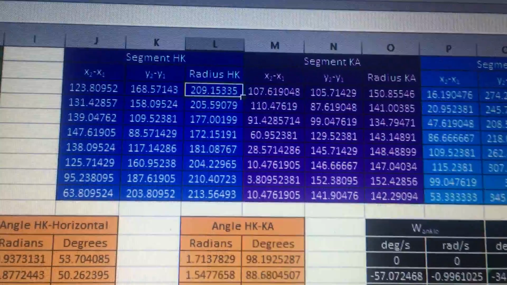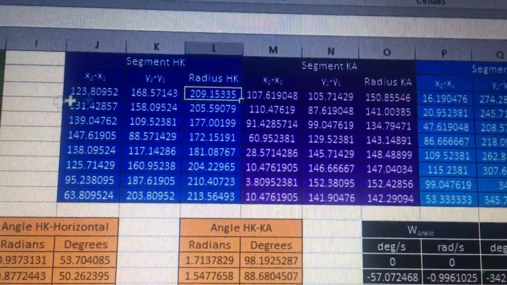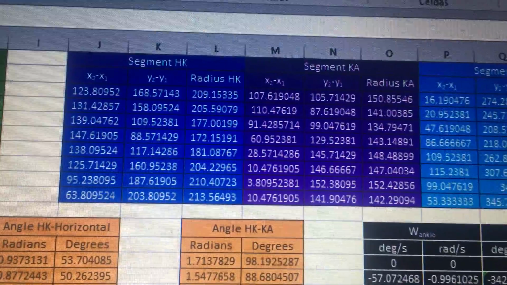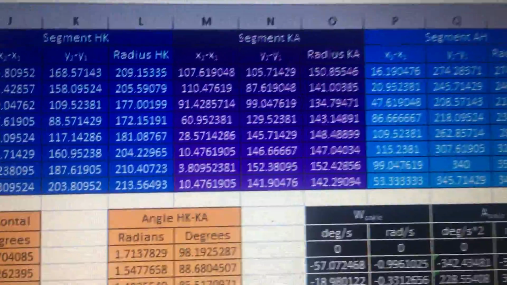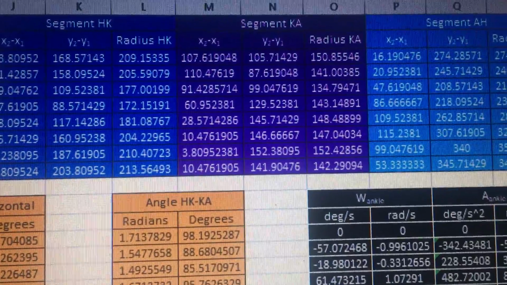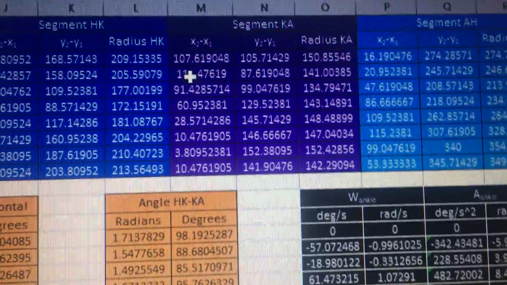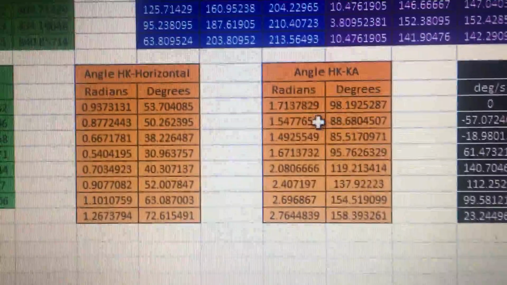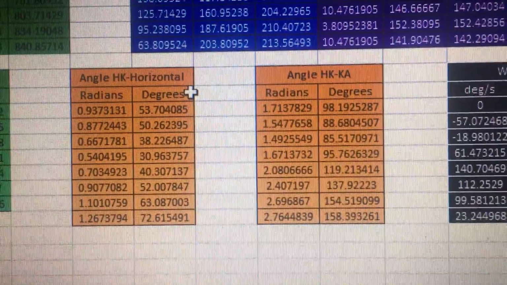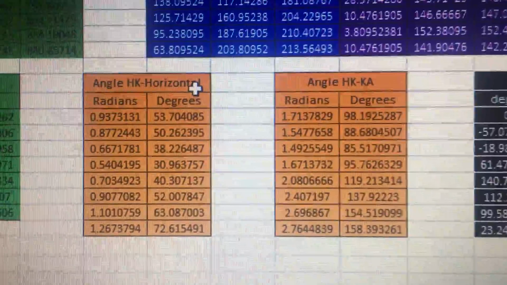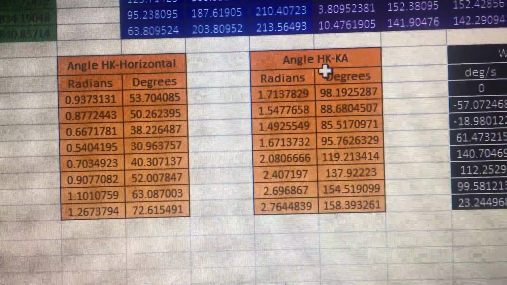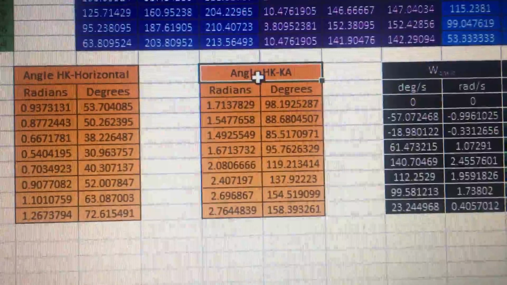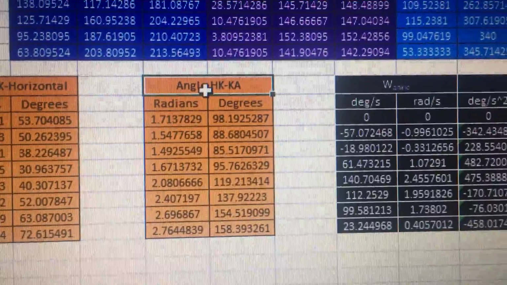So that way we did it for segment KA, which is going to be X for ankle and knee, and then the segment AH, which is going to be X for hip and ankle, and every cell has its respective formula here. Okay, later on we obtain the angles HKA and angle HK, and the horizontal. To obtain this, we used the law of cosines.